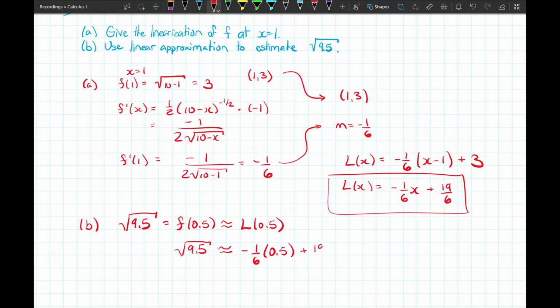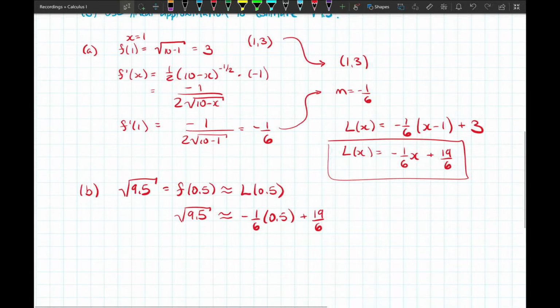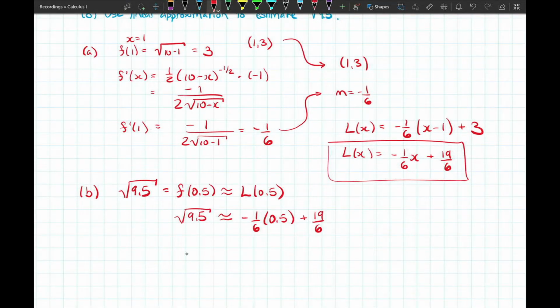Now, it might make more sense to just use fractions here. 9.5 is approximately equal to -1/6 times a half is -1/12, plus 19 over 6. And 19 over 6 would be 38 over 12. So adding these together, square root of 9.5 is approximately equal to the fraction 37 over 12.